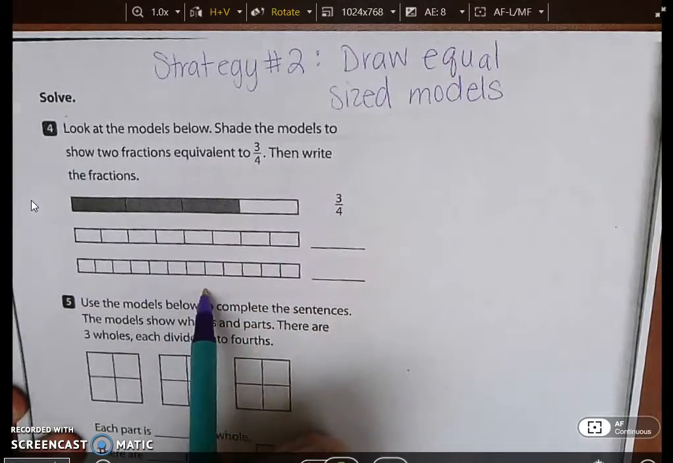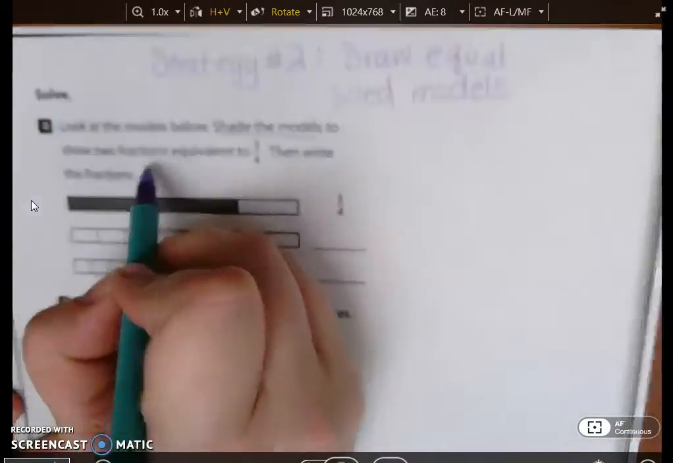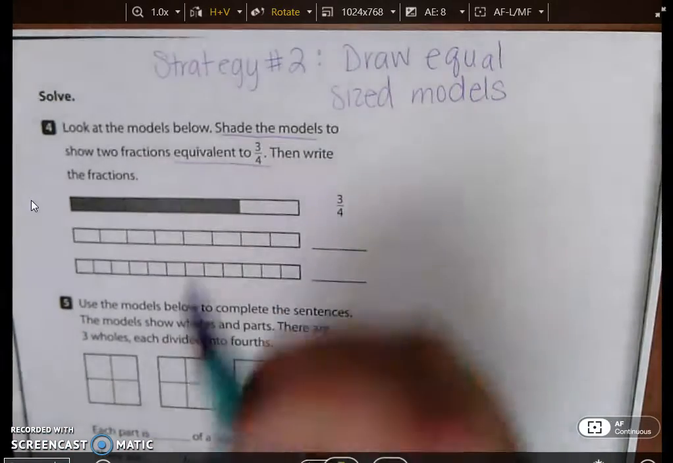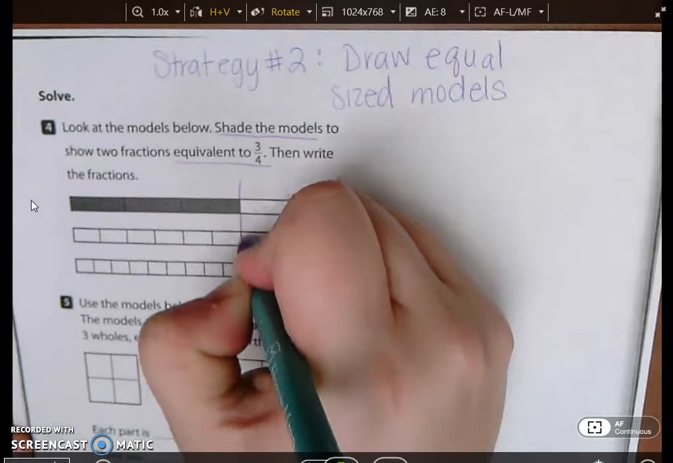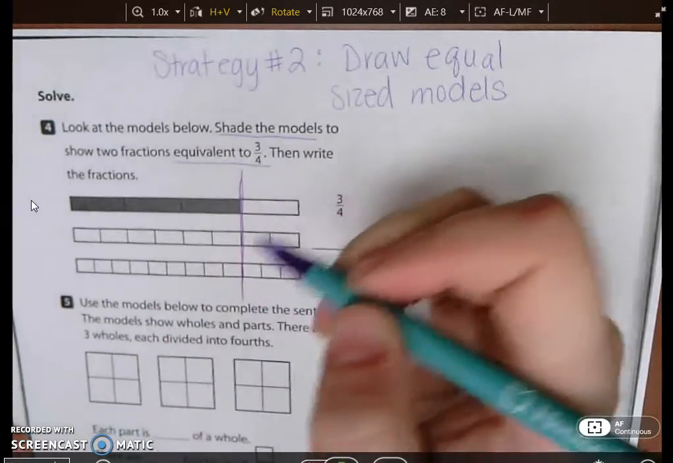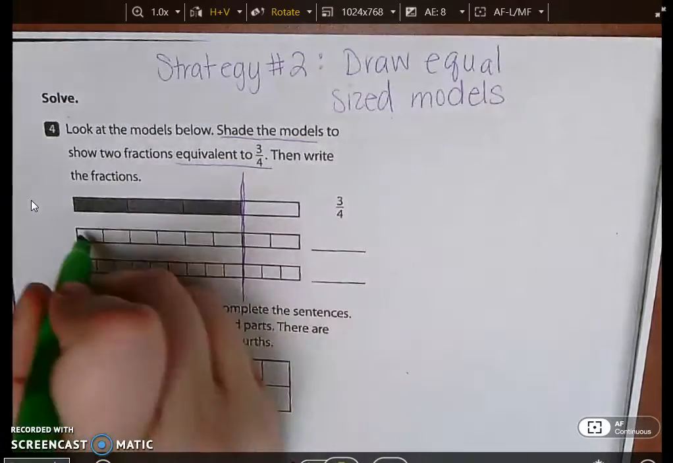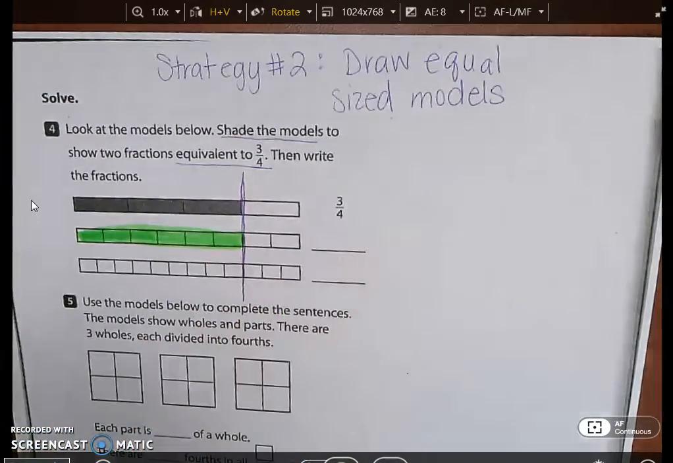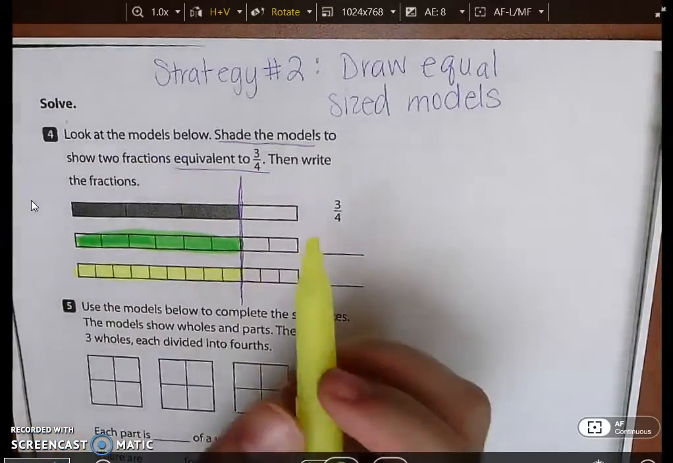So if we look at the three models below, it says shade the models to show two fractions that are equivalent to 3/4. Then write the fractions. So if they're equivalent, that means they've got to be the same size. So they've all got to be shaded to that point. So if I shade them quickly, I shaded that one in green, I'm going to do this one in highlighter yellow. So now I've got them shaded.